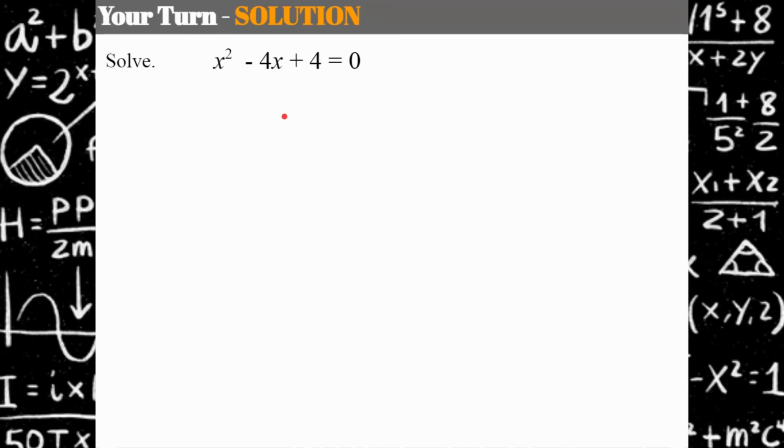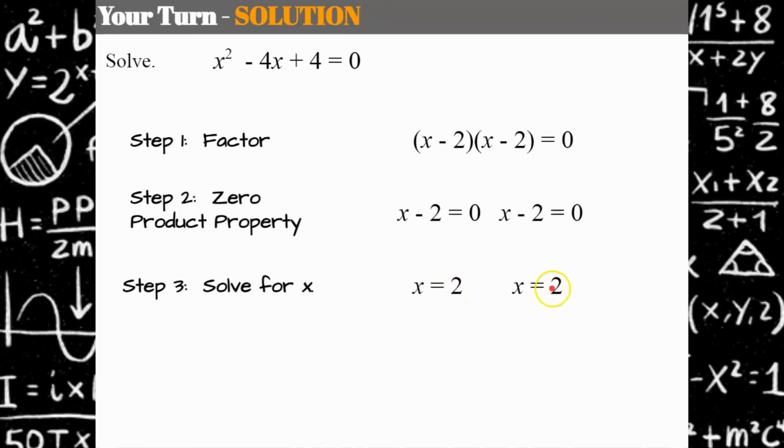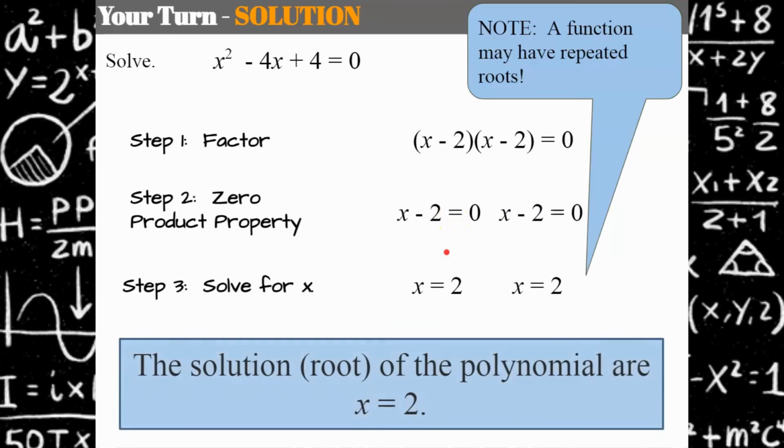So on this one, when I go to factor, I learn that I'm factoring a special product and it's going to be x subtract 2 multiplied by x subtract 2. So it's a binomial square. When I go to use the zero product property, the factors are the same, giving me one root. So this function may have what we call repeated roots, meaning there's only one x-intercept to this function.